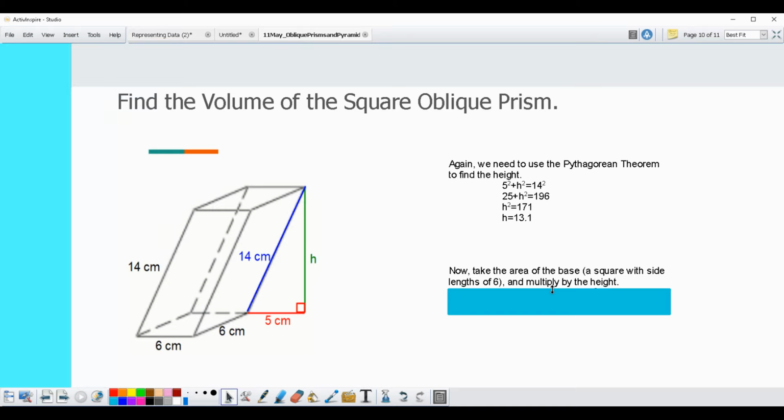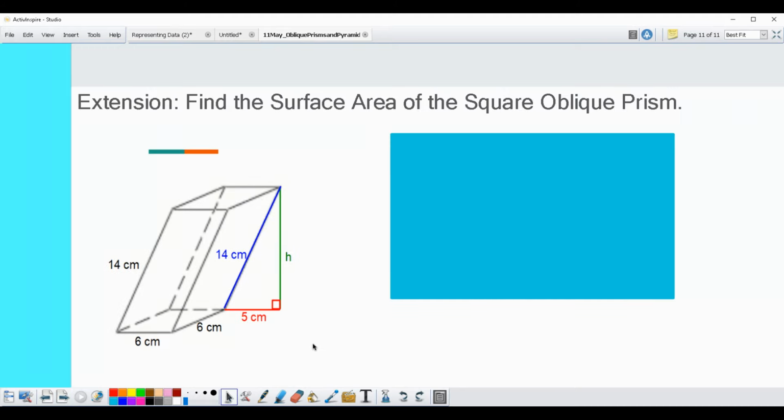We take that area of the base. It's a square with the side lengths of 6. So we're going to take 6 times 6, which is 36. Multiply that times 13.1, and we get 471.6. Should be cubic centimeters. Whoops, I've got a typo again, you guys. That should be cubic centimeters, okay, because we're doing volume. All right. So make sure you fix that in your notes.